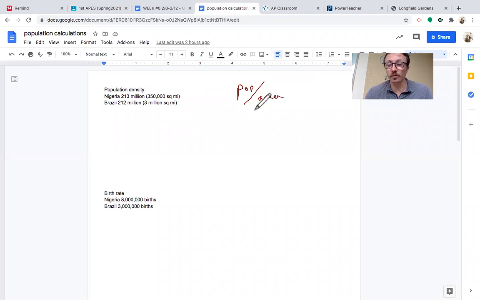And this can be a very valuable tool, because I use 2 countries here, Nigeria and Brazil. Both are in the top 10 most populous countries. And you can see their populations are very similar. But if you look at the land area of those countries, you notice that there's a big difference. So we can calculate something like population density.